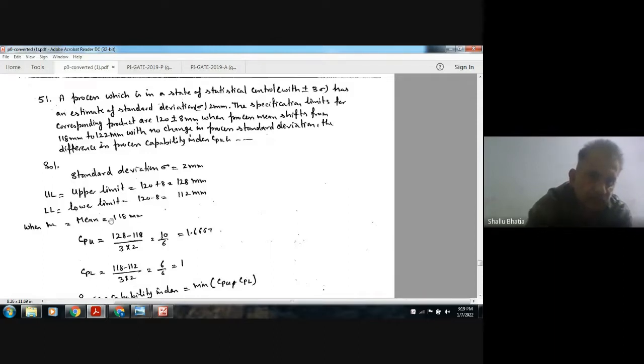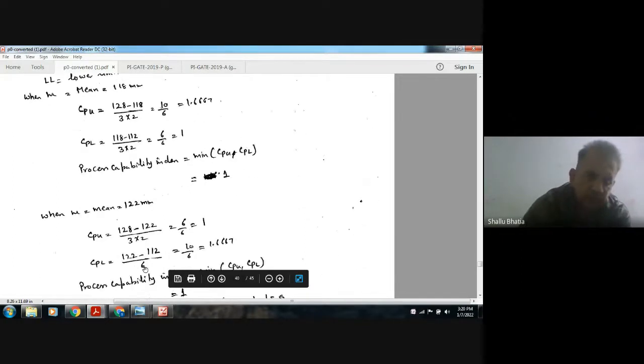So CPU is given by upper limit minus mean divided by 3 sigma, and CPL is given by mean minus lower limit divided by 3 sigma. This is your CPU and CPL, and the process capability index is the minimum of these two. So the process capability index is just 1.